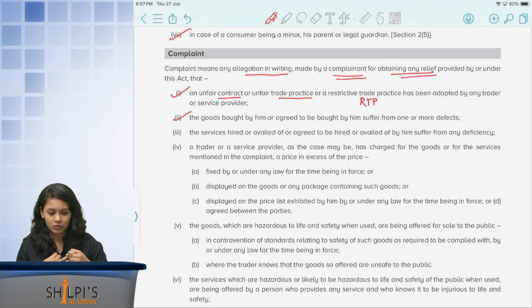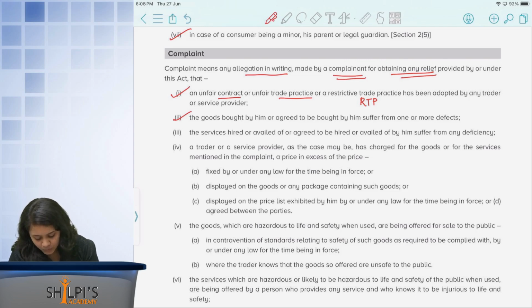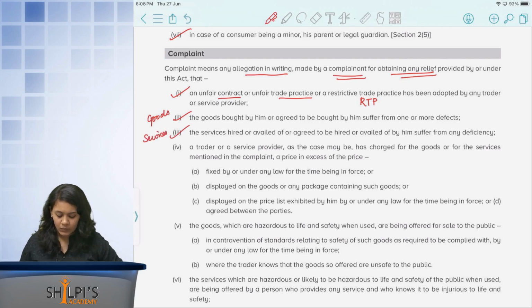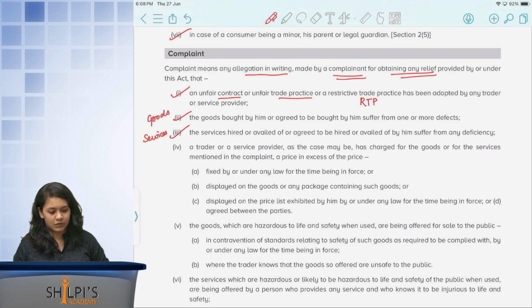The second one, the goods bought by him or agreed to be bought by him suffer from one or more defects. So, if you are a consumer, think about it. You have bought certain goods. Let's say you buy a bike or a 2-wheeler and it clearly has defects in it. Then can you go and make a complaint saying that this is a violation of the Consumer Protection Act? So, point number 2 applies to goods, and point 3 applies to services. Any services hired or availed by him which suffer from any deficiency.